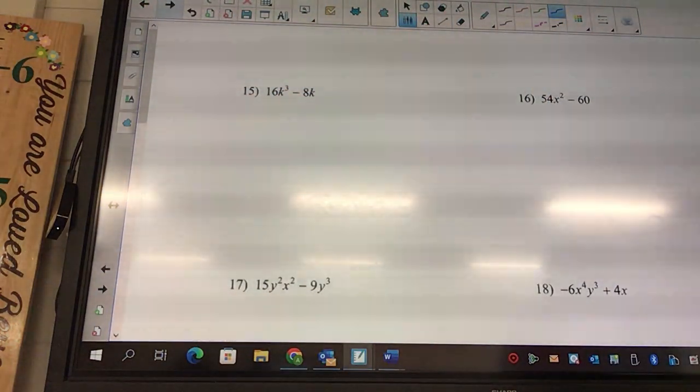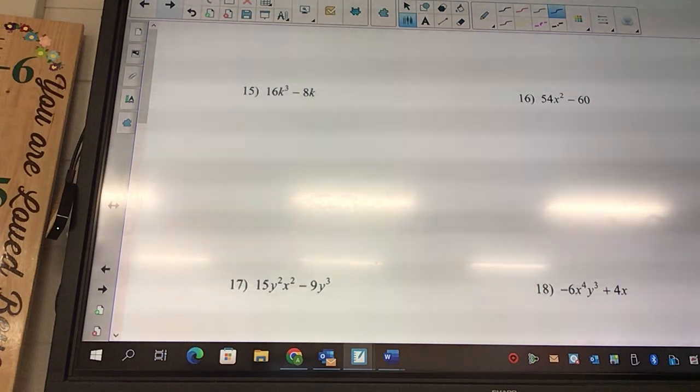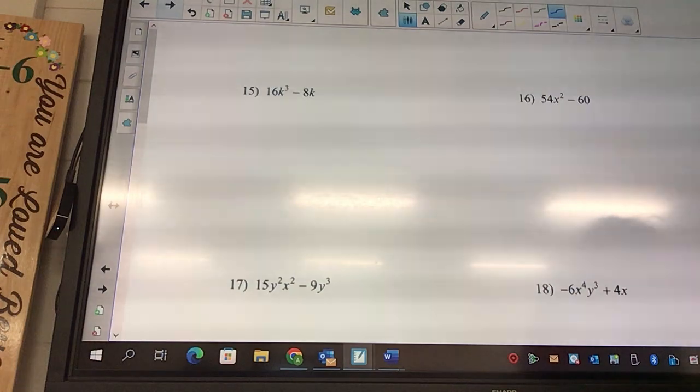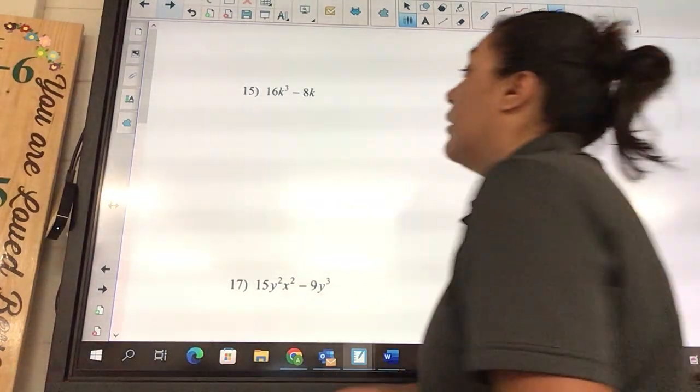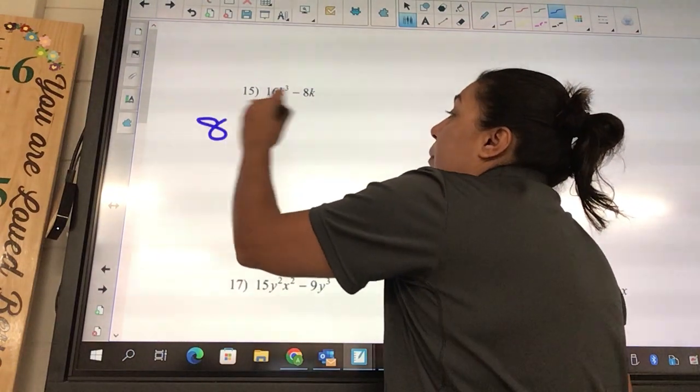Okay, 15. What is the largest number I could possibly pull? 8. Okay, does 8 go into 16? Yeah, so then it is 8. If it wasn't 8, what should you check next? 7, and then 6, and then 5, and so on. If you don't know, then do the tree. So 8 can get pulled.